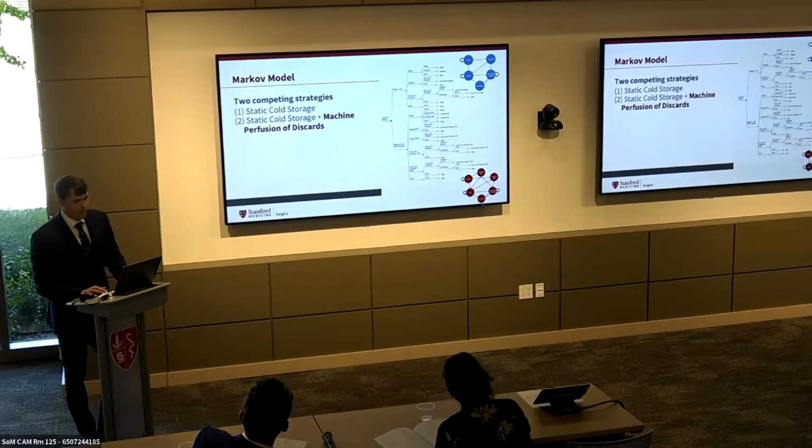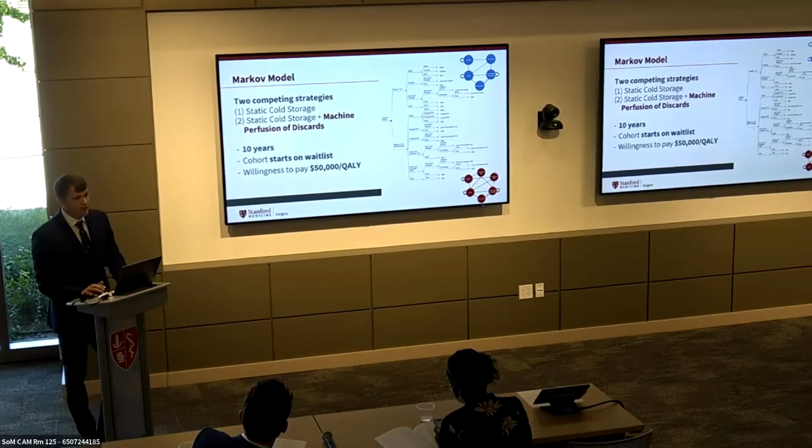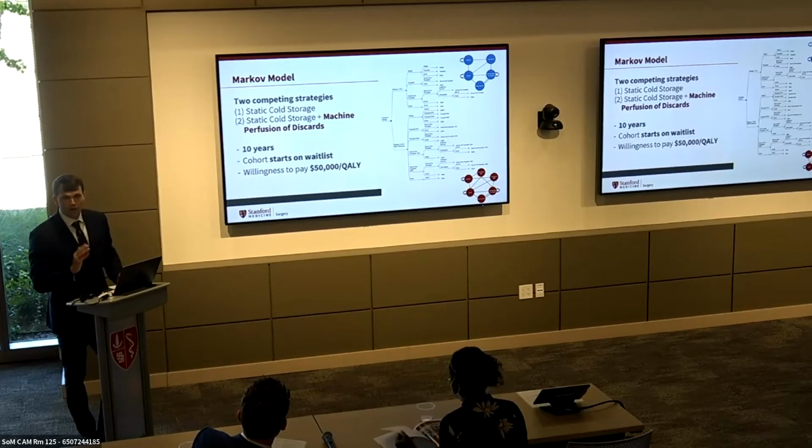Our model is illustrated here on the right, which shows patients progressing through various health states and various criteria, accruing costs and quality adjusted life years as they move. We compared 2 competing strategies: static cold storage, which is the status quo, what we use at the moment, and static cold storage plus normothermic machine perfusion of discards. We looked over a 10-year study period of a hypothetical US cohort, which starts on the wait list, and we used a willingness to pay threshold of $50,000. The willingness to pay threshold is effectively a marker of roughly what a healthcare payer would be willing to pay for 1 year of quality adjusted life.